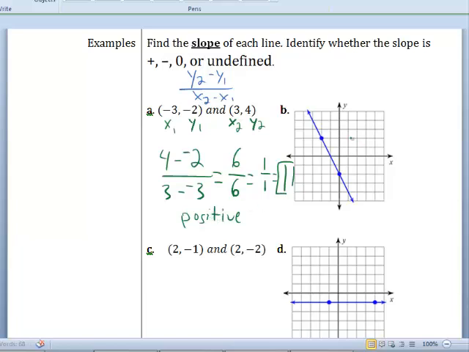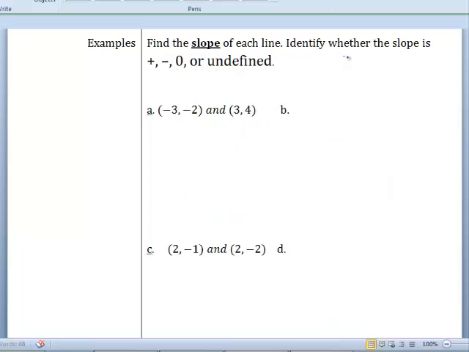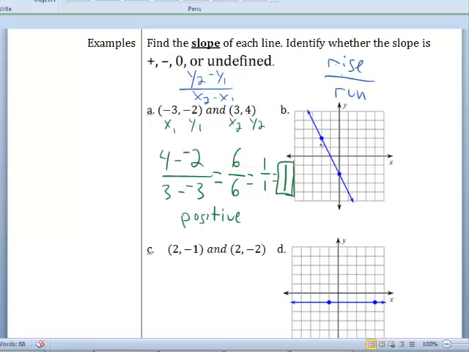Alright, next example I have is a graph. And on a graph, you can use my slope formula. That's always doable. I've got to know what the coordinates are. Or I can count it. I can use my rise over run. Alright, so using rise over run, always left to right.